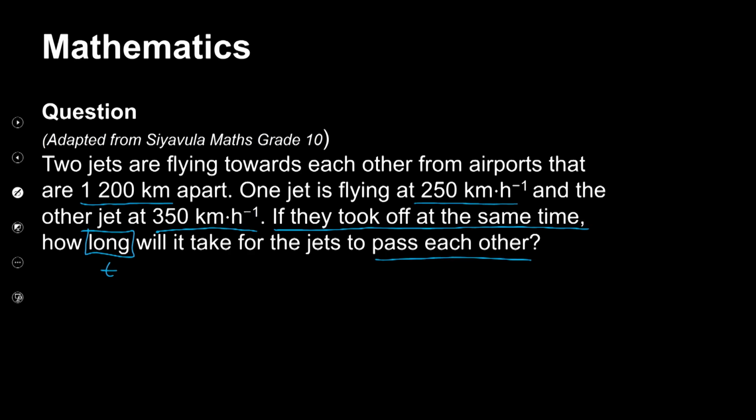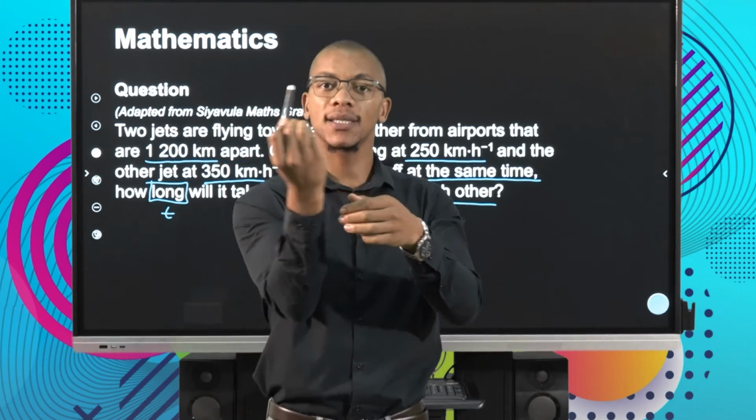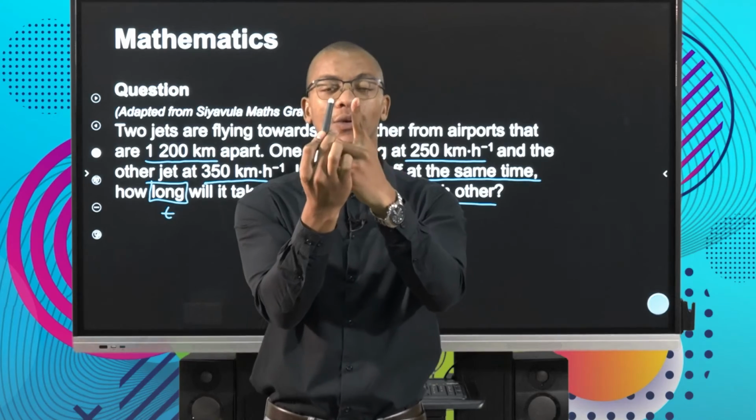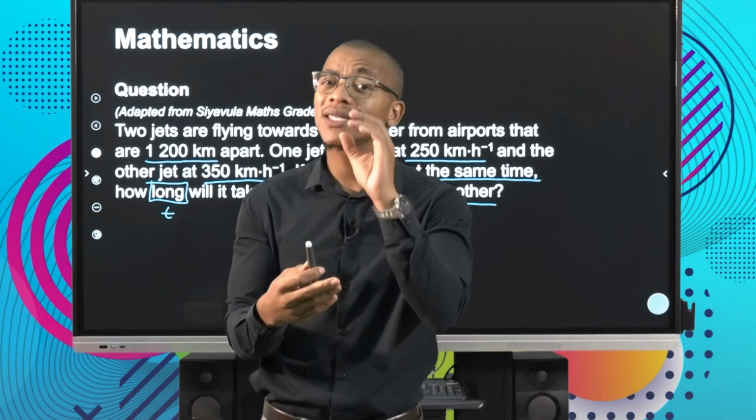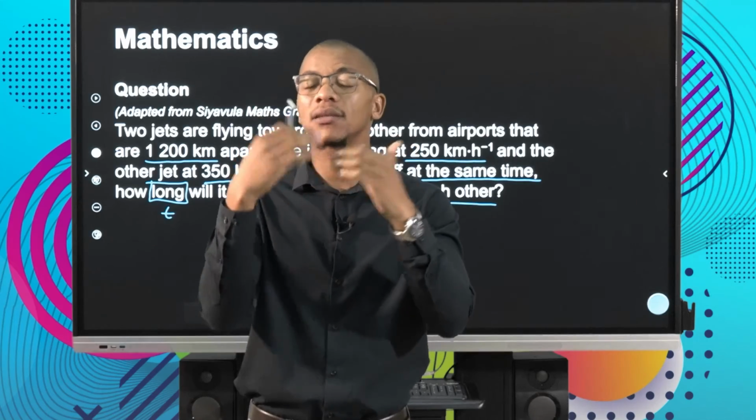When they pass each other, it means that the distance they would have traveled will be the same for both of them. That's how we can get this, right? Remember they are 1,200 kilometers apart. The distance that this one is going to travel and the distance that this one is going to travel need to be equal in order for them to meet at a certain point. That's what we are looking at. Not the time, because they are traveling at different speeds, so we couldn't talk about the time being the same. No, the distance must be the same.